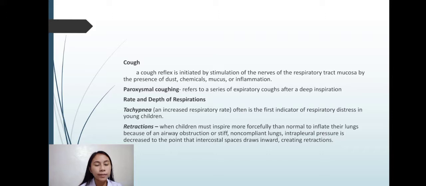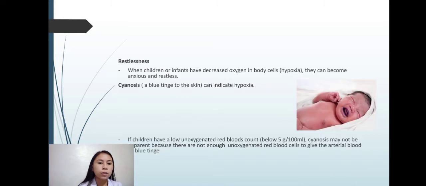The next is retractions. When a child must inspire more forcefully than normal to inflate their lungs because of an airway obstruction or stiff, non-compliant lungs, intrapleural pressure is decreased to the point that the intercostal spaces draw inward, creating retractions. When you see retractions, the child will appear to sink in just below the neck or under the breastbone with each breath.